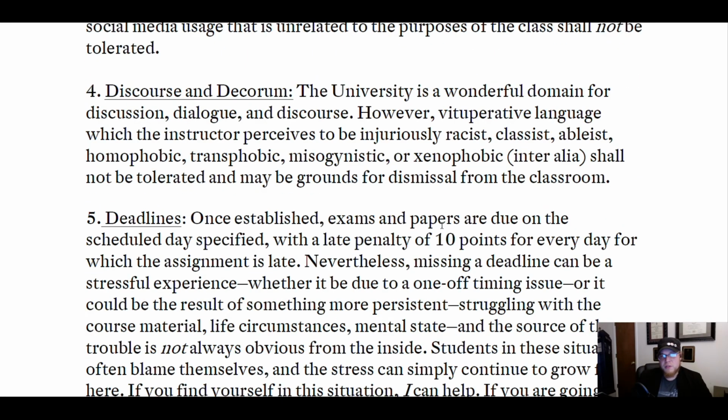Fourth policy here, discourse and decorum. University is a wonderful domain for discussion, dialogue, and discourse. But vituperative language, which the instructor perceives to be injuriously racist, classist, ableist, homophobic, transphobic, misogynistic, or xenophobic, inter alia, shall not be tolerated and may be grounds for dismissal from the classroom.